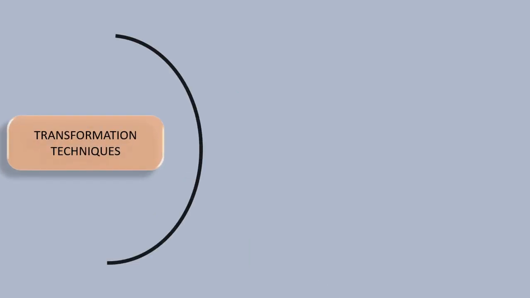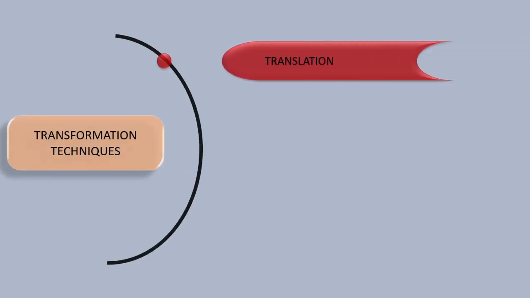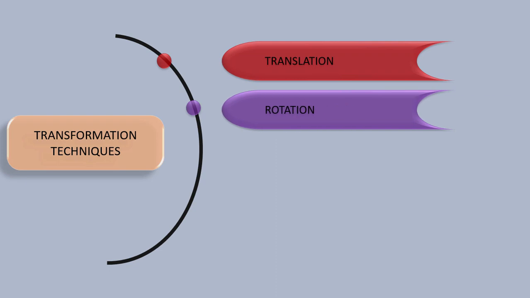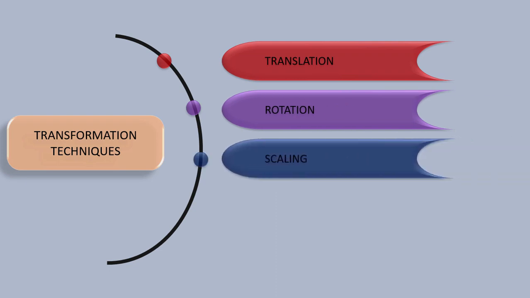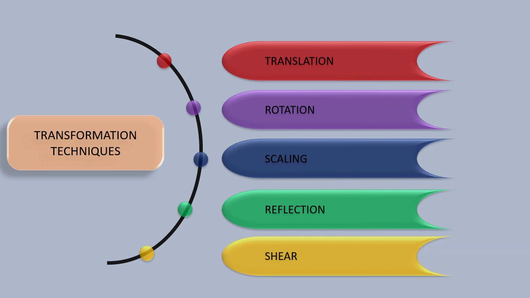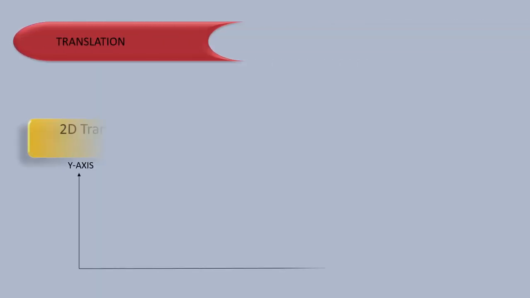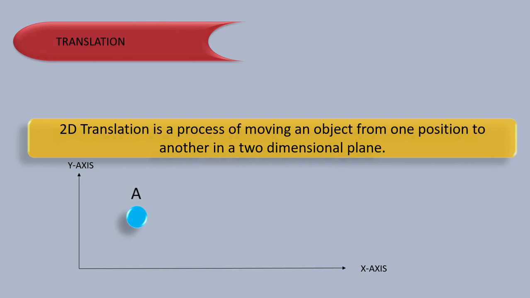Now, what are the transformation techniques? Basically there are five: first translation, second rotation, third scaling, fourth reflection, and the fifth one is shear. Now let us see what translation means. 2D translation is the process of moving an object from one position to another in a two-dimensional plane. It is called 2D translation.